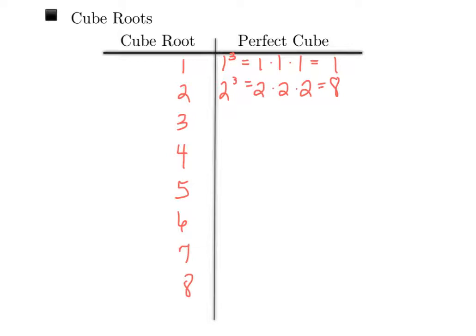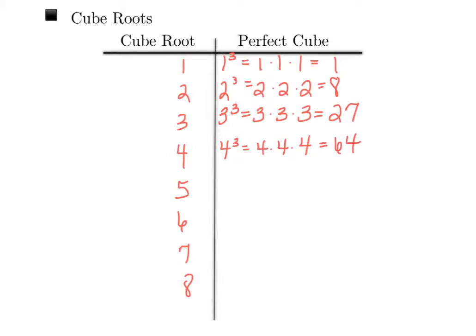So 3 cubed means my base, 3, times itself 3 times. 3 times 3 is 9. 9 times 3 is 27. 4 cubed means the big base, 4, times itself 3 times. 4 times 4 is 16. 16 times 4 is 64.